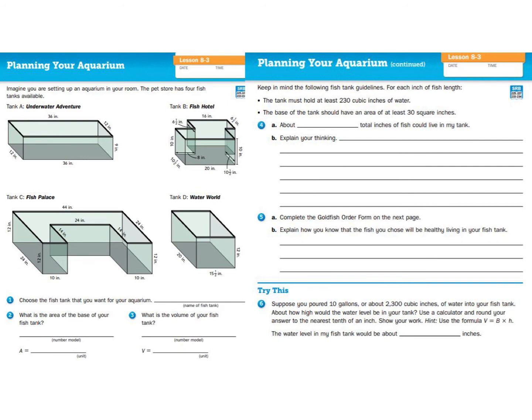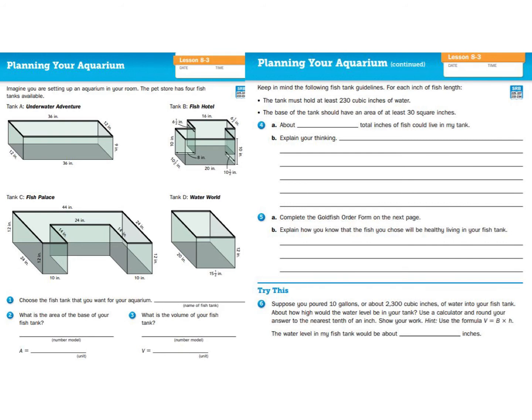So these are a couple of the pages in your math journal that you're going to be starting with today. And there's some important things that we need to discuss before you get started today. So first of all, we're going to take a look here. They are giving you 4 different aquariums that you are going to have to choose to place in your bedroom if you were able to do so.